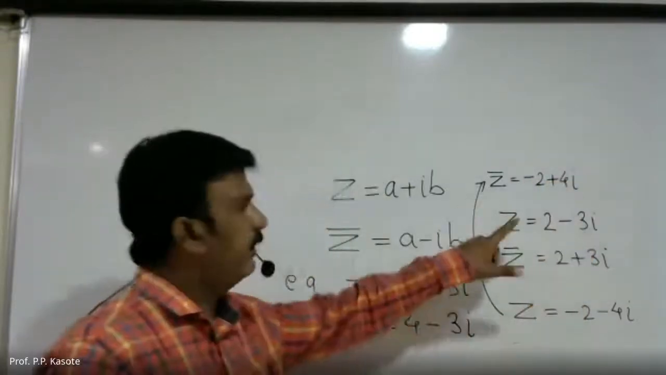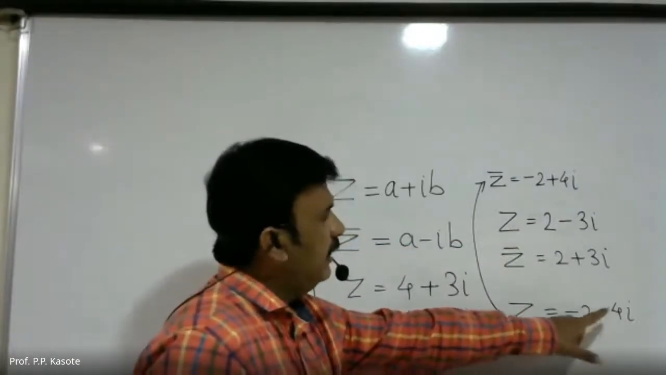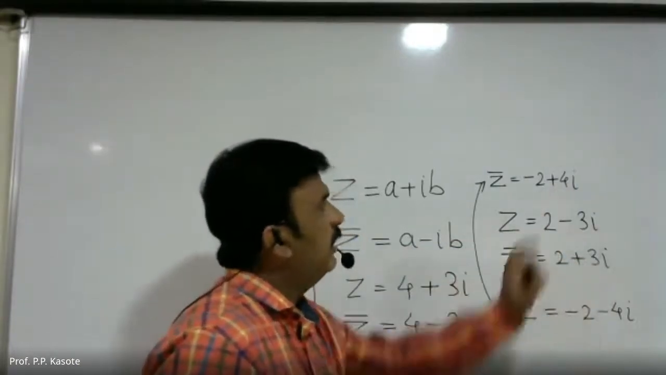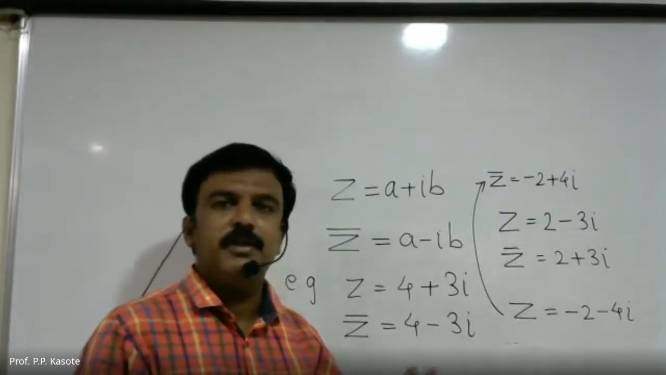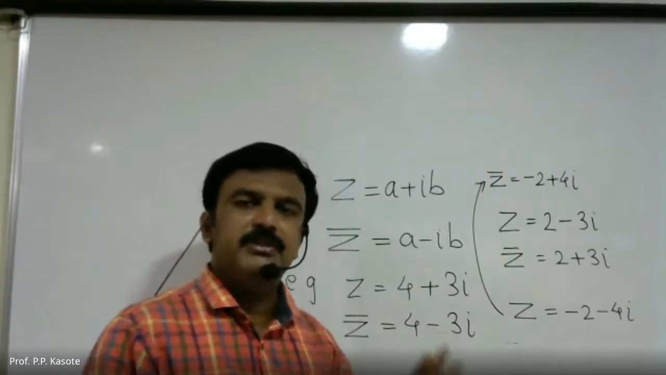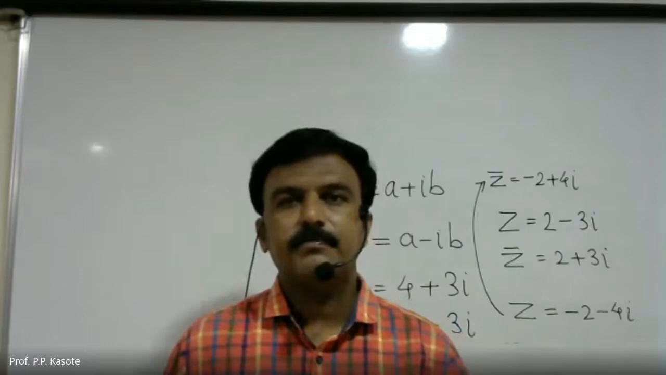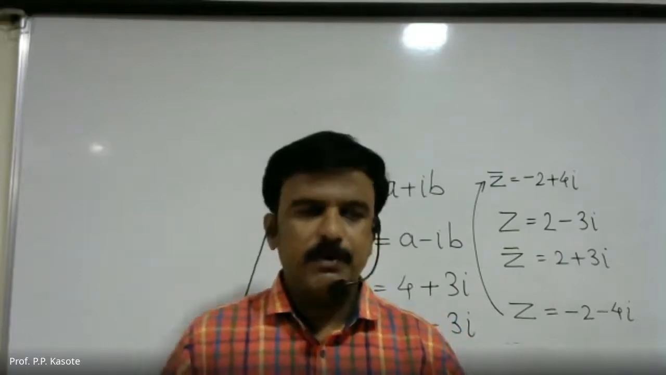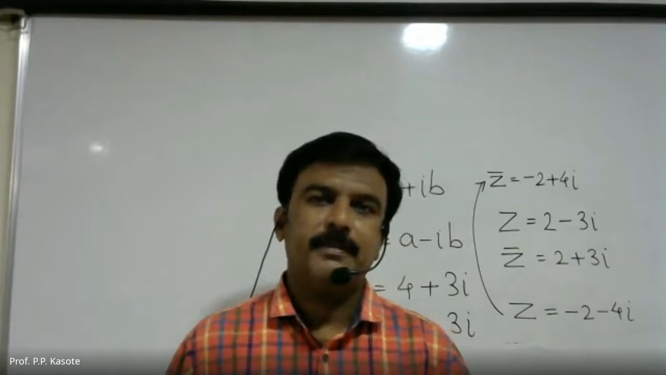Can you see this? Yes, of course. We have just changed the sign of imaginary part. Here it is minus 4i, so we'll write plus 4i in its conjugate. All of you understood what the definition of conjugate of complex number is? In this, we just change the sign of imaginary part of complex number. Now, one more concept, one more definition is there, that is equality of complex number.